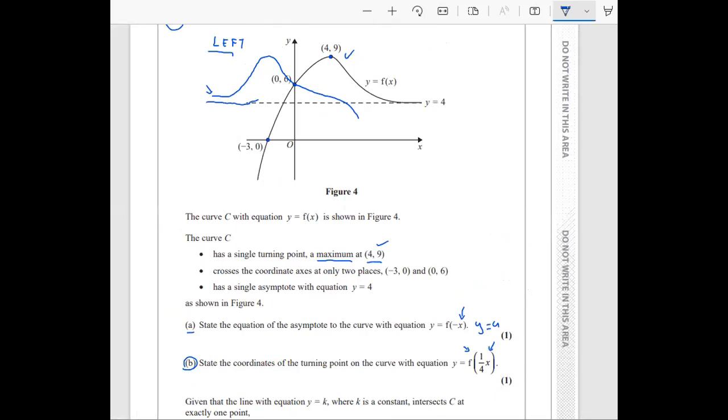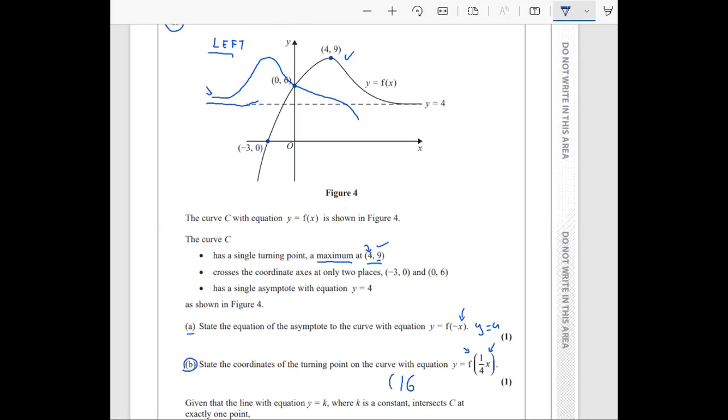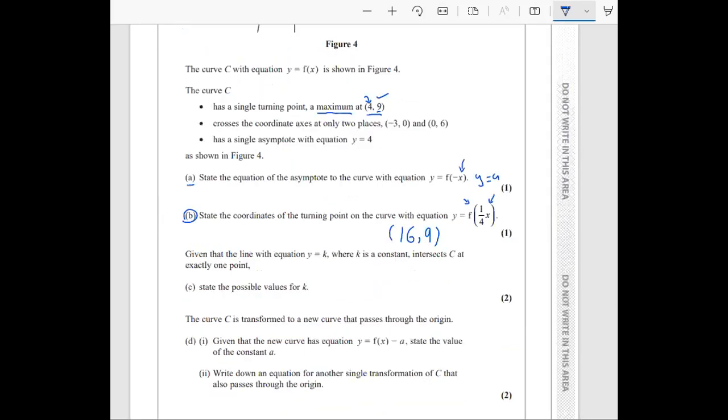So think about it this way. Since we have x by 4, we will multiply this value by 4, because now I have 1 by 4 x. That means if I have 16 equals x, only then I will get 4, and 9 would stay the same because we are not doing anything with y. So the point would be (16, 9). Okay, clear so far? Yes. Okay, perfect.